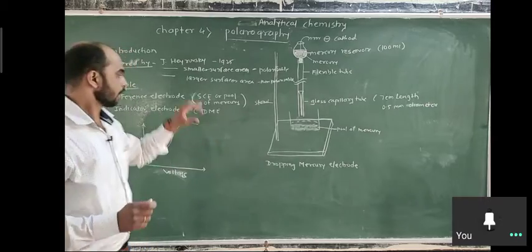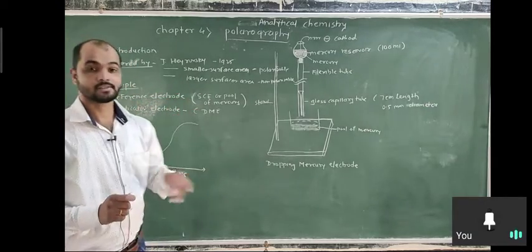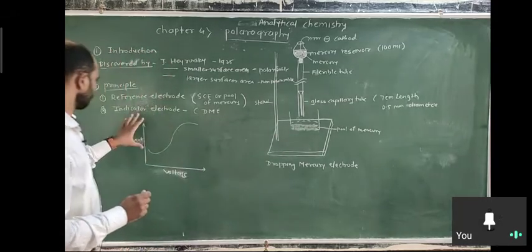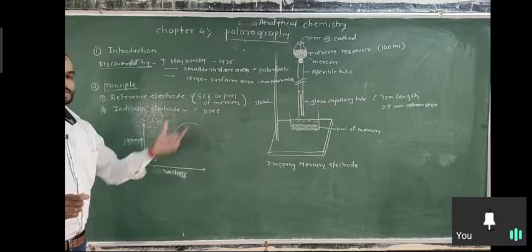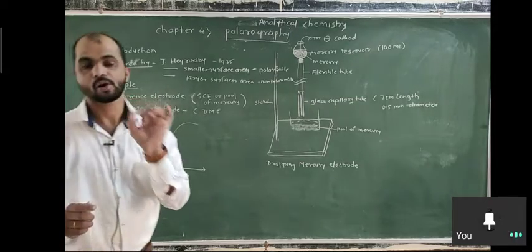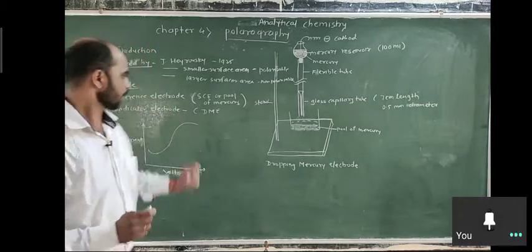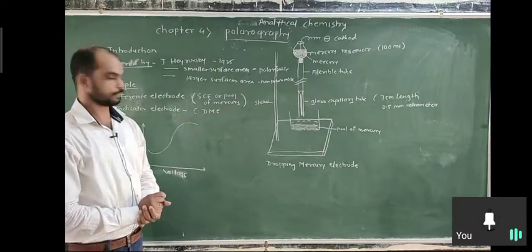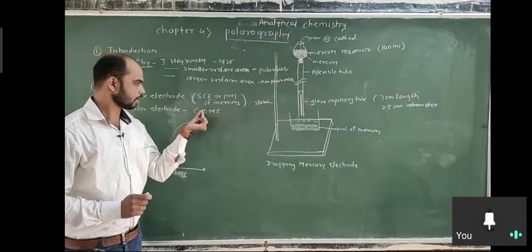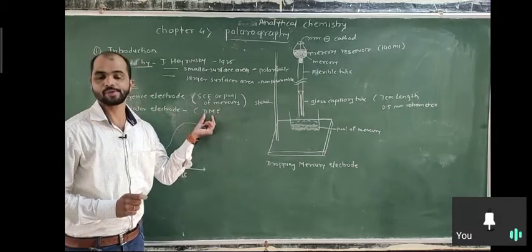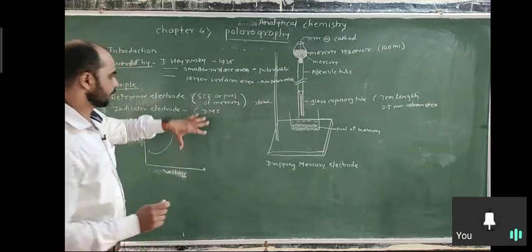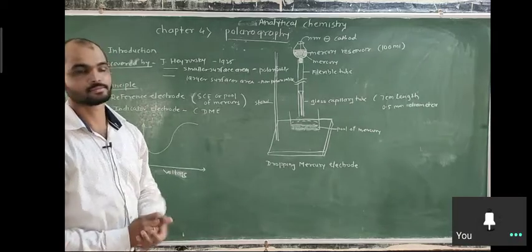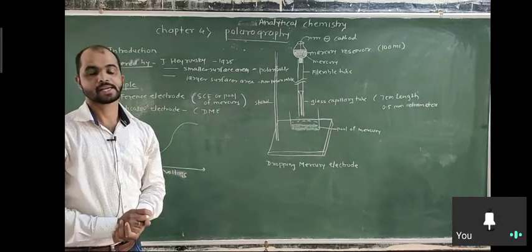This electrode acts as an anode, it is positively charged. The second one is the indicator electrode, the electrode which has the small surface area and is polarizable. The example of the indicator electrode is the dropping mercury electrode, and this dropping mercury electrode acts as negatively charged, that means it acts as a cathode.